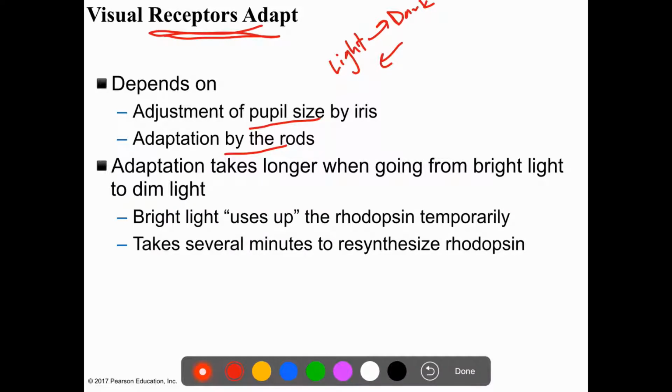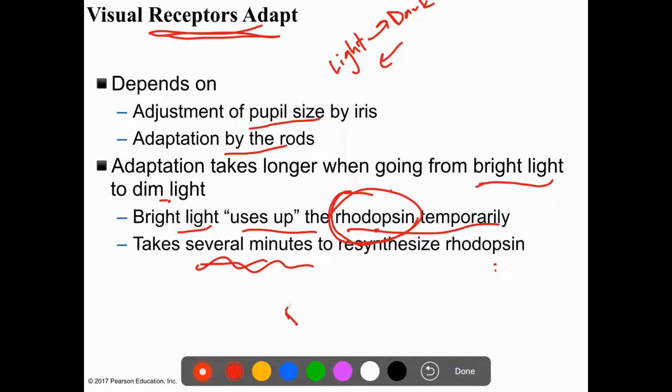Adaptation takes a longer time when going from bright light to dim light, because the bright light uses up the rhodopsin temporarily, and it will take several minutes to remake it. Rhodopsin, again, is very sensitive to light. It will break down upon sudden or bright light, and it will take several minutes to regenerate. That is why when we move from bright light to dim light, we see darkness.